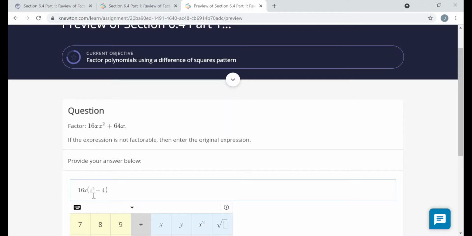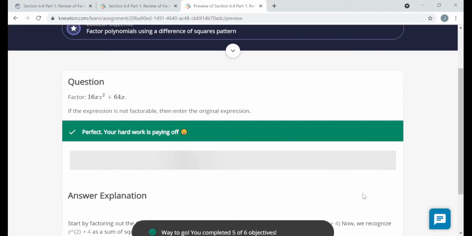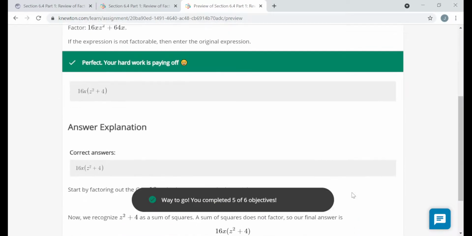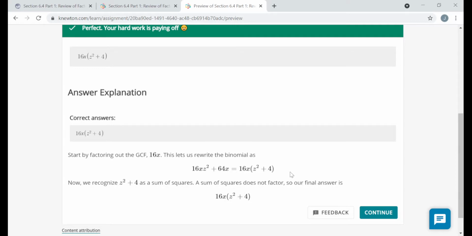Because again, that z squared plus 4, that's a sum of squares. z squared plus 2 squared, a sum of squares. And a sum of squares can't factor any further. So the only thing that would need doing here is pulling out the GCF. And that's all you could do when factoring this. Great. So again, I hope that makes sense. The whole difference between a sum of squares can't be factored and a difference of squares can.